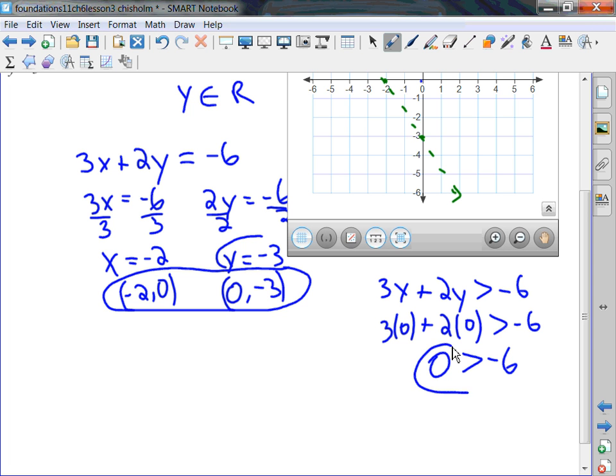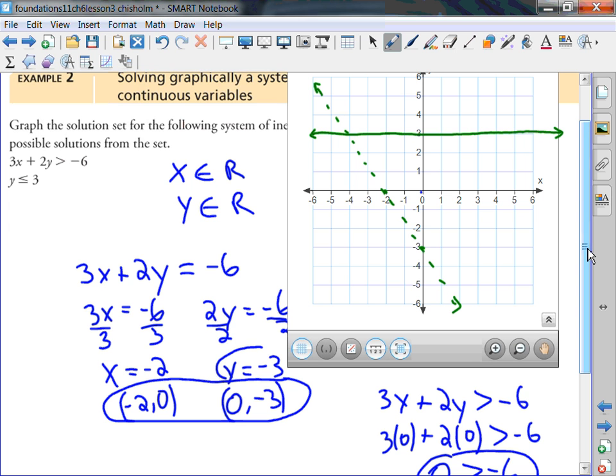0 is greater than -6. For some reason, I forgot about the negative. So, of course, yeah, 0 is greater than -6. So, in fact, for the dashed green line, we're going to be shading above it because 0, 0 does work. We are going to be shading above it, but we are still going to be shading below the solid green line. So now it's the region below the solid green line and above the dashed green line.